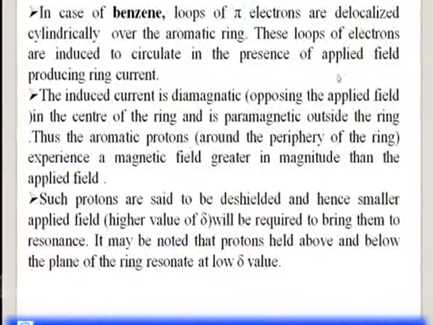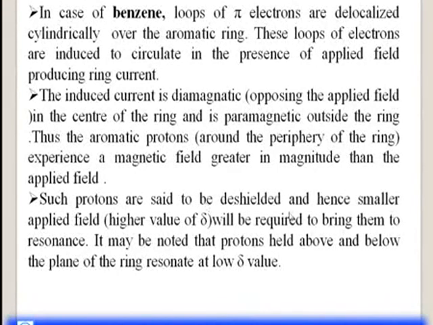We have seen in the previous slide these loops of electrons are induced to circulate in the presence of an applied field, producing a ring current. The induced current is diamagnetic, opposing the applied field in the center of the ring, and is paramagnetic outside the ring. Thus, the aromatic protons around the periphery of the ring experience a magnetic field greater in magnitude than the applied field.